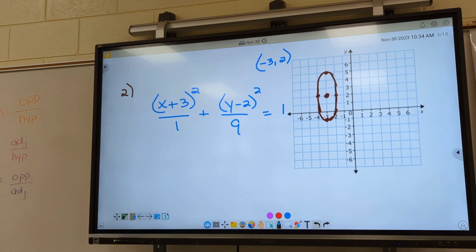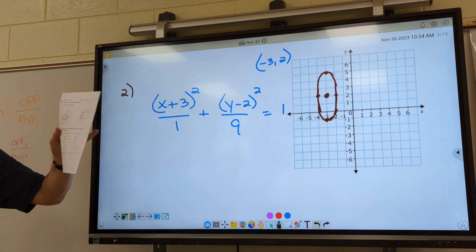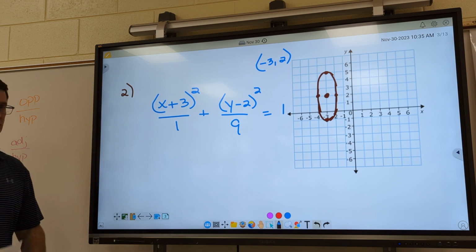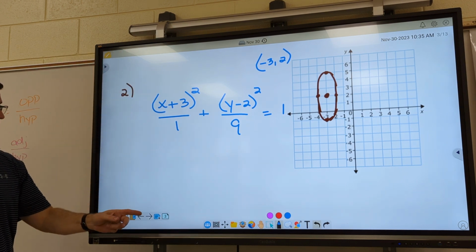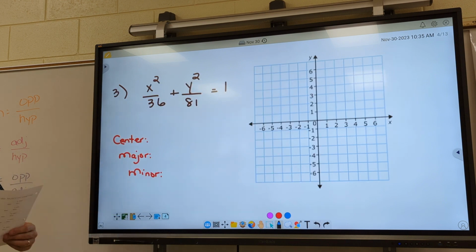Did y'all do these last year? Okay. This is our last shape we're going to do. Test is Friday over this shape and one more thing. It's coming up Friday, not tomorrow, right? Next Friday. All right, let's go to 3 now.